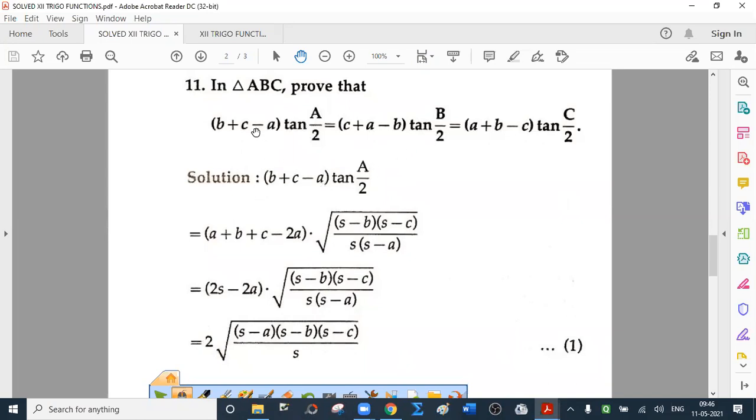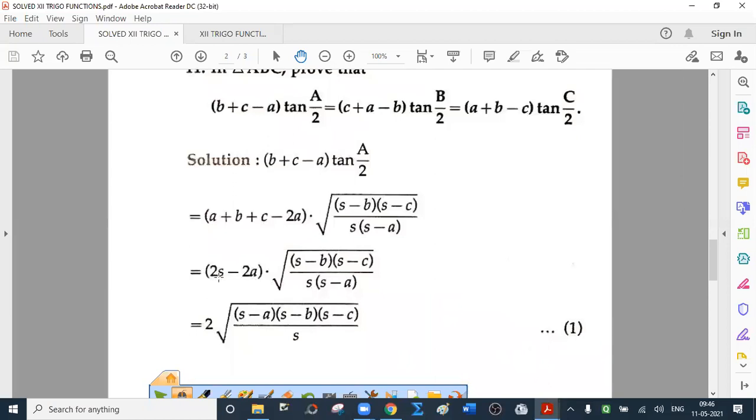See, begin with B plus C minus A tan A by 2. Now what is B plus C minus A? It is A plus B plus C minus 2A, simple, into what is tan A by 2? Root of S minus B, S minus C upon S into S minus A. Now A plus B plus C is the perimeter, twice S. So twice S minus twice A into this. Take 2 common to get S minus A, right? See, this is S minus A outside the radical sign and here S minus A in the denominator but under the radical sign. So this can be simplified as twice root S minus A, S minus B, S minus C upon S.